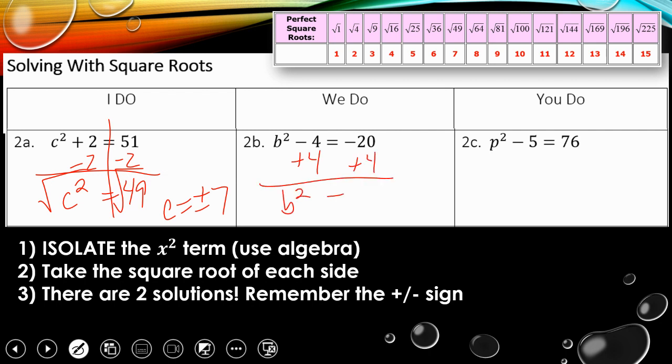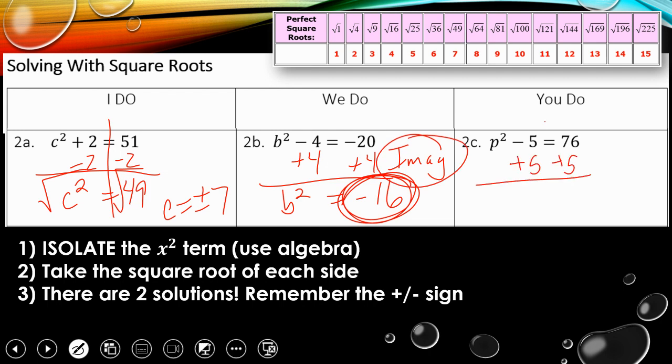B squared equals negative 16. If you try to take the square root, that's called an imaginary number. Your calculator will give you an answer, but we just write imaginary. You'll learn more about imaginary numbers later on. Add 5, add 5. So we're just doing like we would with a regular equation. When you take the square root, you get plus or minus 9.